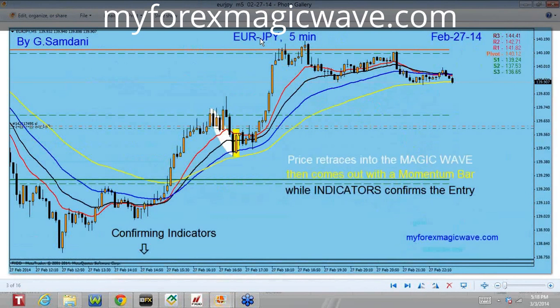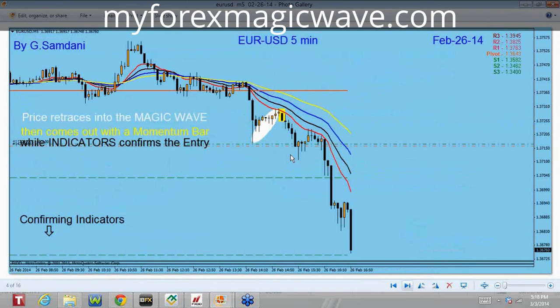Look at this 27 Euro Yen 5-minute chart. A lot of times people say, oh, the move has already happened, this and that. No, you still have a good chance to take it. This one was EUR-USD 5-minute. Look, February 26th, nice trade all the way down. It went down even further.